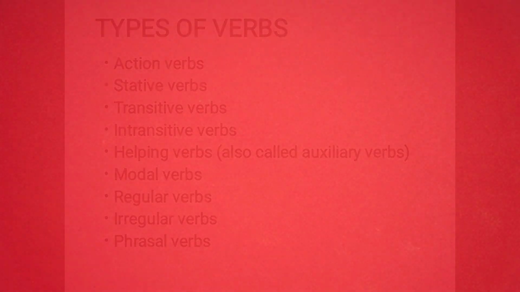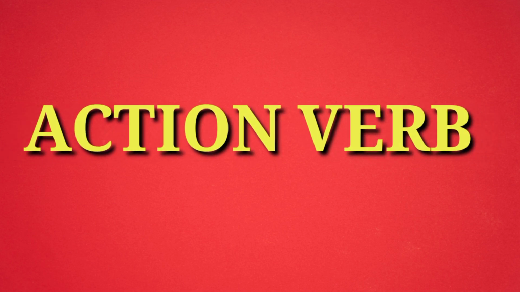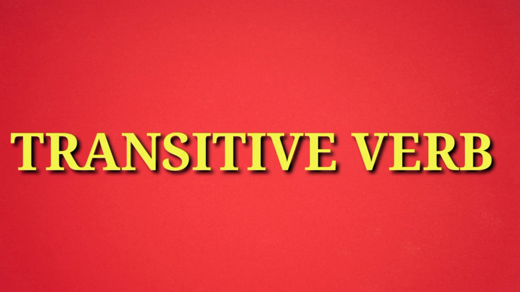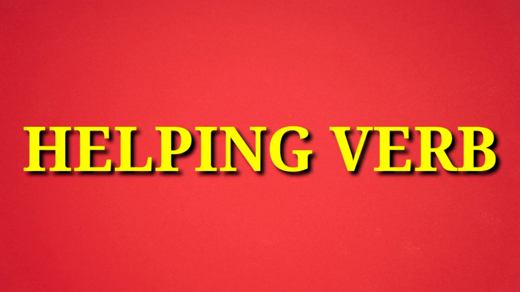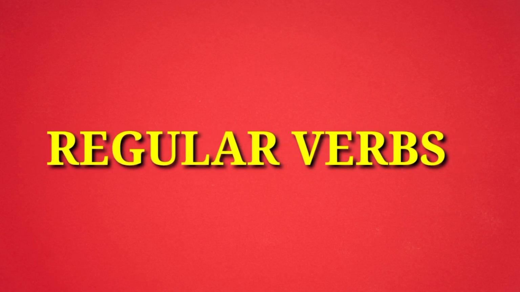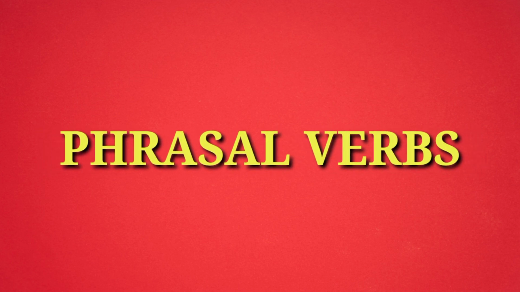In today's lesson, we're going to cover the various types of verbs in English grammar. Types of verbs: action verb, stative verb, transitive verb, intransitive verb, helping verb, modal verbs, regular verbs, irregular verbs, phrasal verbs.